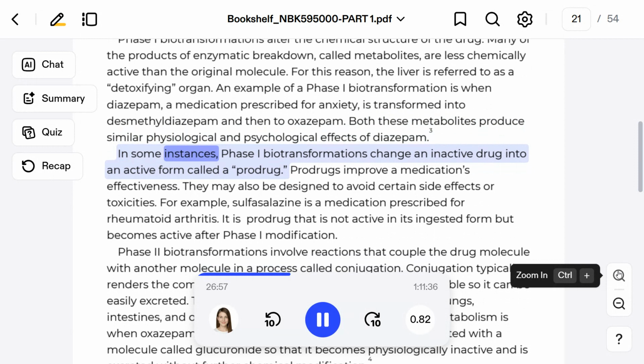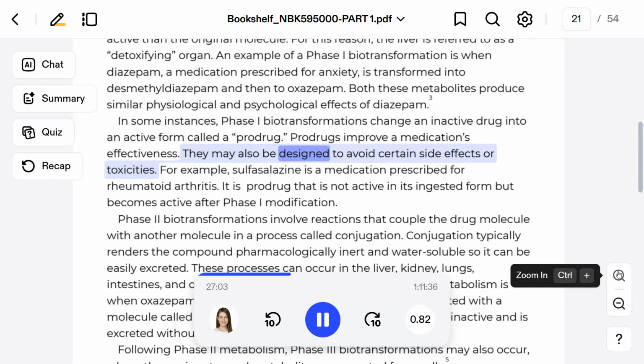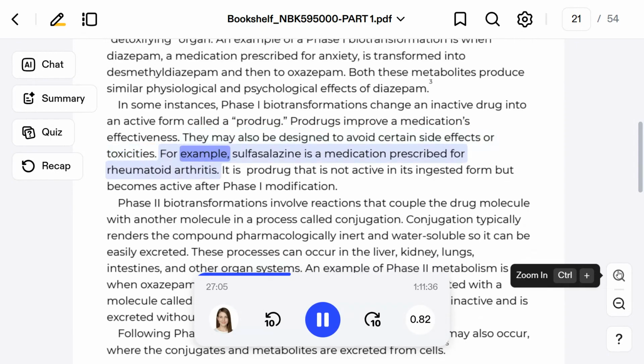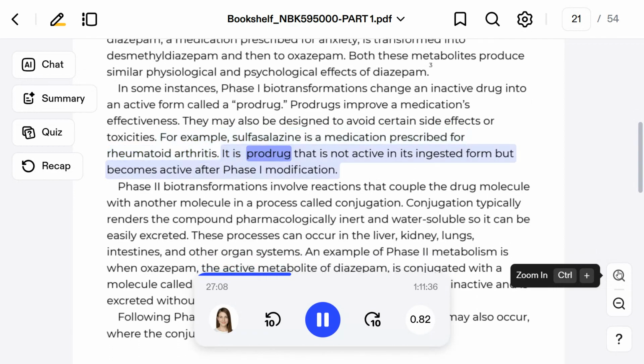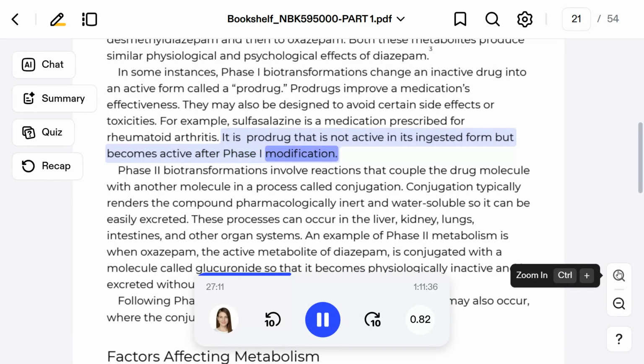In some instances, phase 1 biotransformations change an inactive drug into an active form called a prodrug. Prodrugs improve a medication's effectiveness. They may also be designed to avoid certain side effects or toxicities. For example, sulfasalazine is a medication prescribed for rheumatoid arthritis. It is a prodrug that is not active in its ingested form, but becomes active after phase 1 modification.